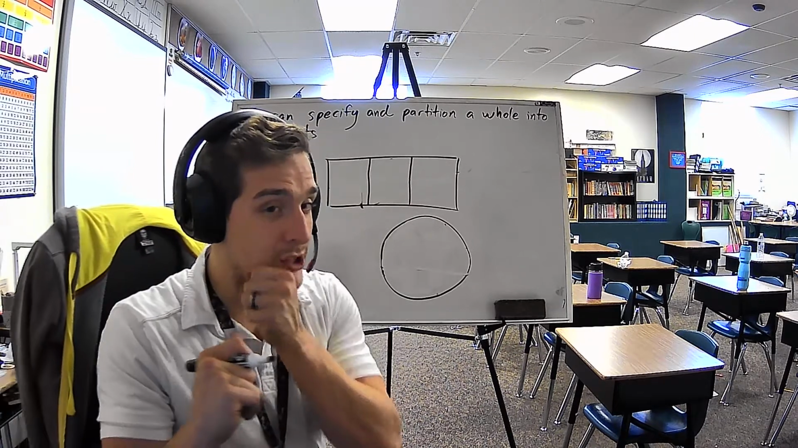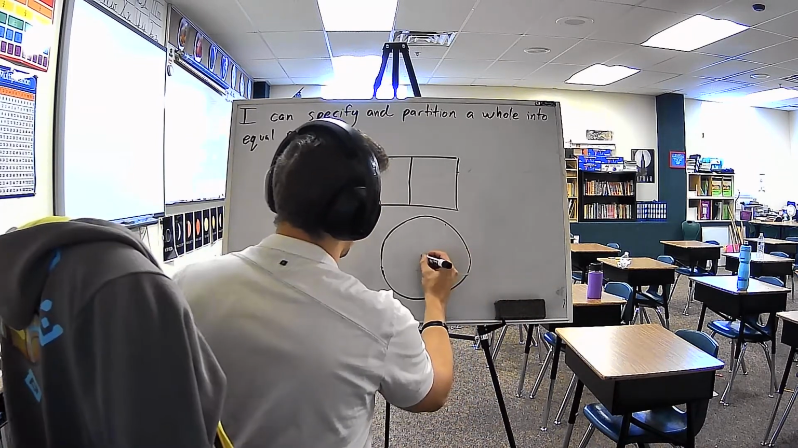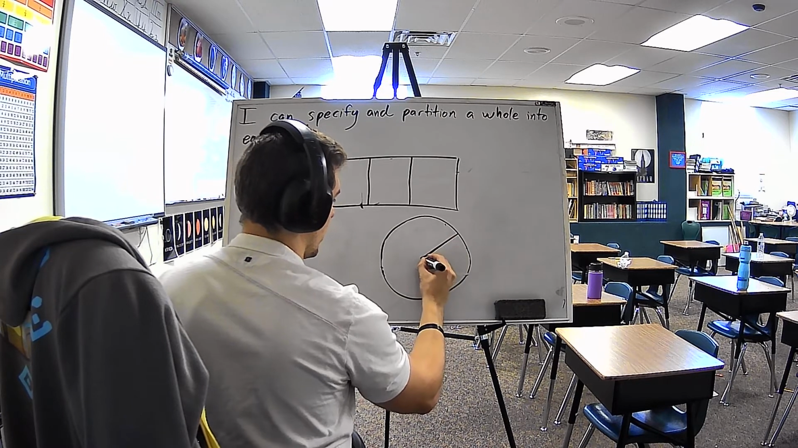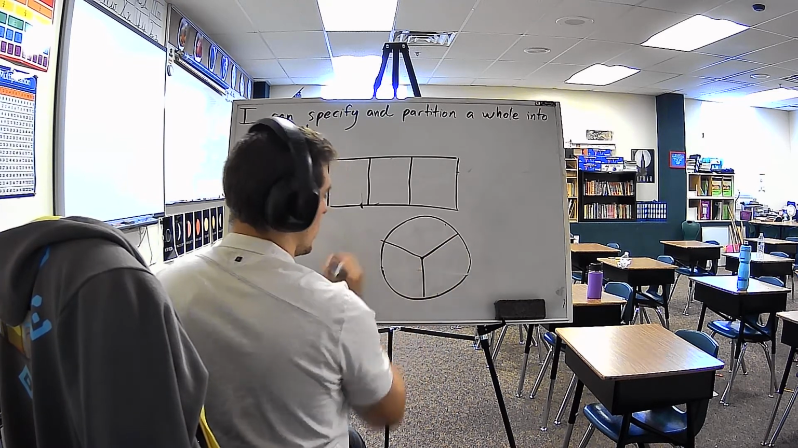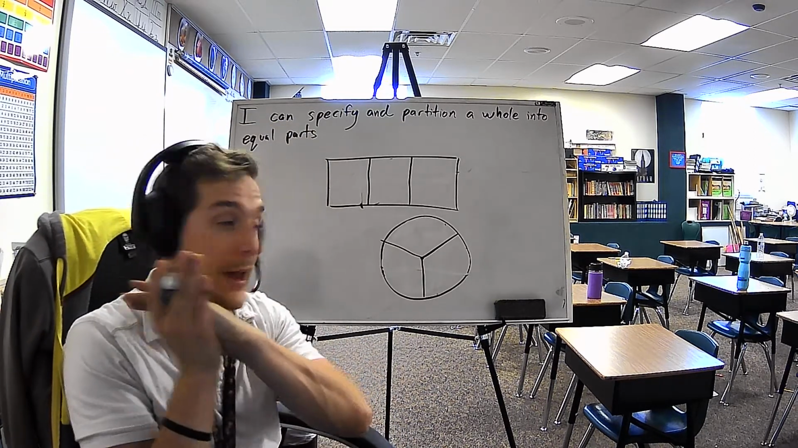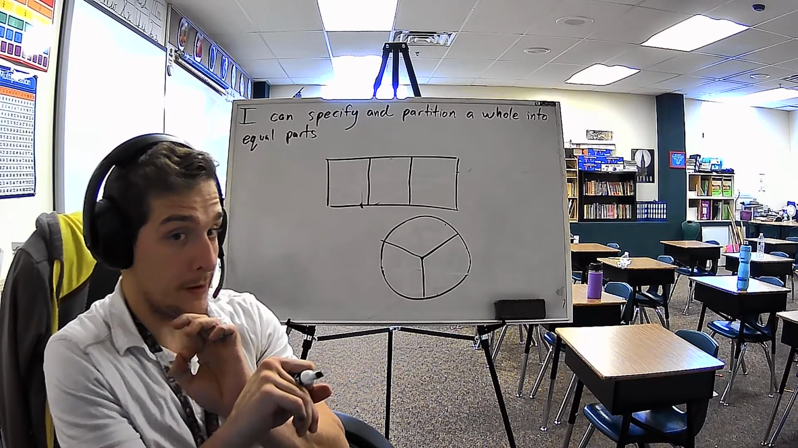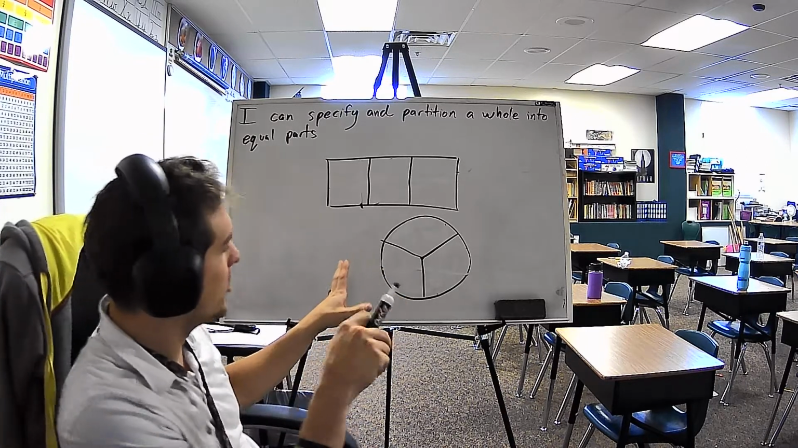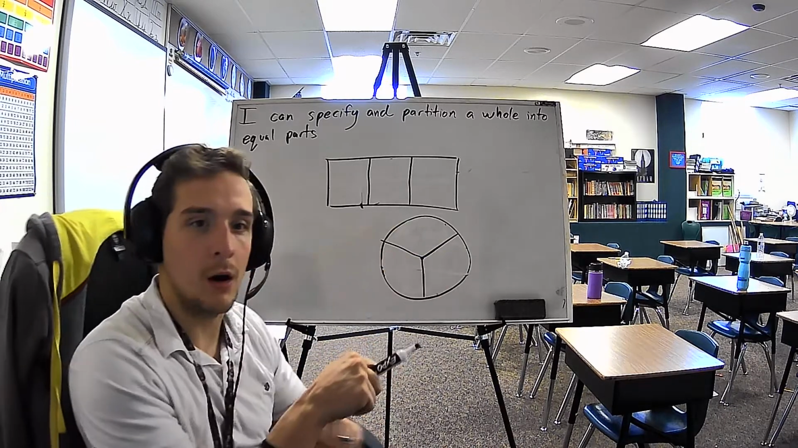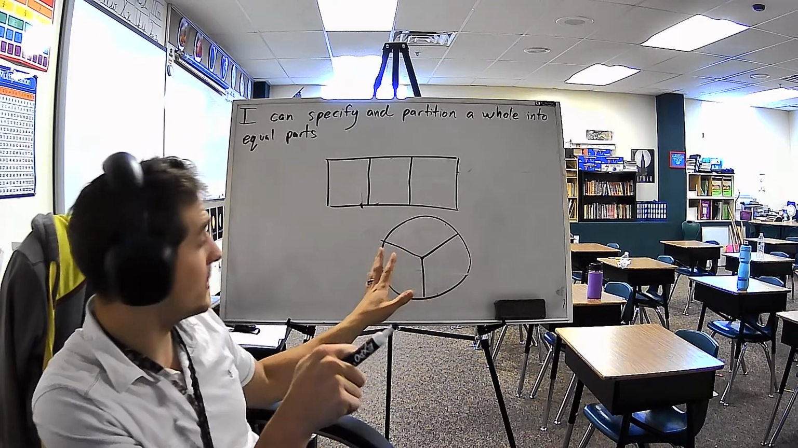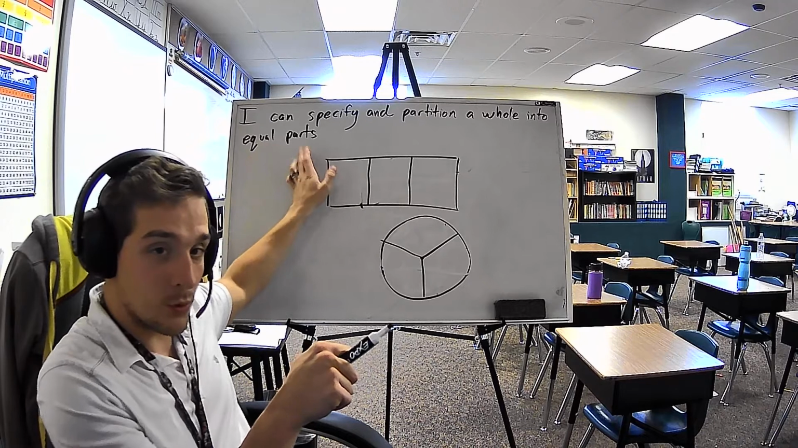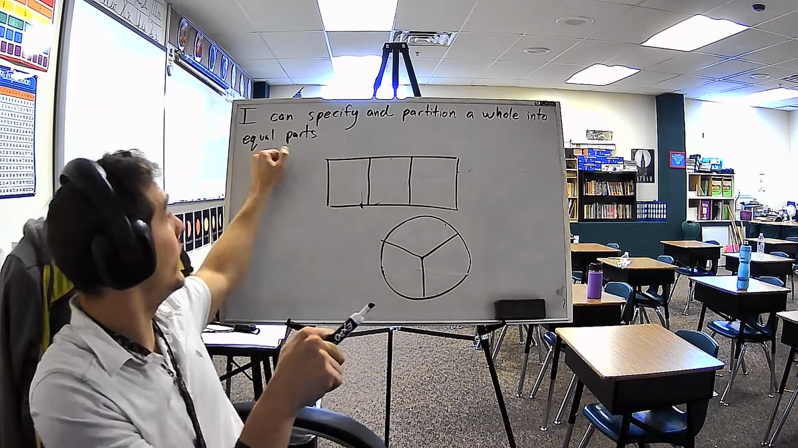But circles play an interesting role here. What if I found the center of it right there and did this? Now, once again, it's not visually 100% perfect, but dividing it up in this direction, we could arguably say all 3 of these pieces are equal to each other. So this circle is cut into 3 equal parts, or it is partitioned into 3 equal parts.